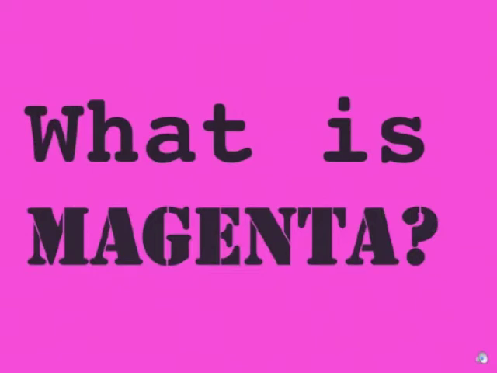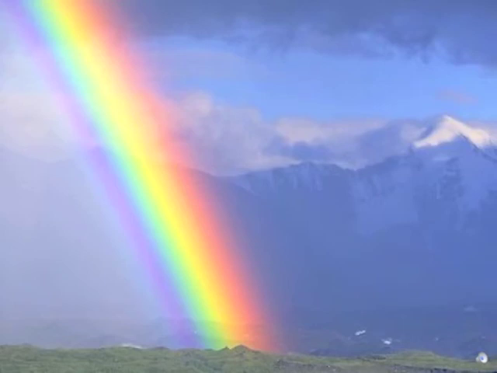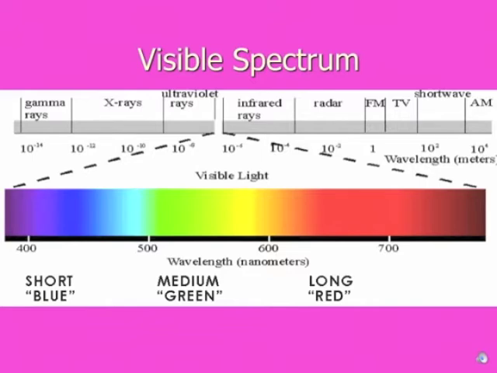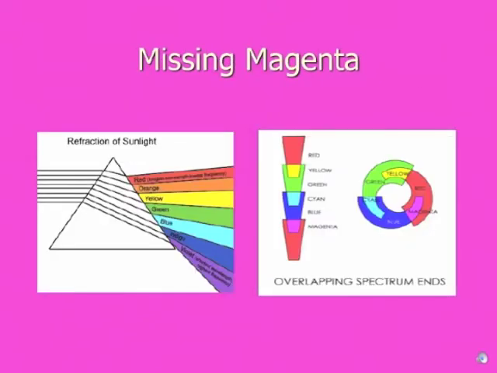What is magenta, and why is magenta not on the rainbow? When you look at the rainbow, you see red, orange, yellow, green, blue, indigo, and violet. That's because it's part of the visible spectrum, and the visible spectrum is measured from the short blue wavelengths through the medium length green wavelengths and the long wavelengths that are red. What is happening when you see this spectrum split is you're missing magenta. Magenta comes where the red end of the spectrum and the blue end of the spectrum overlap.